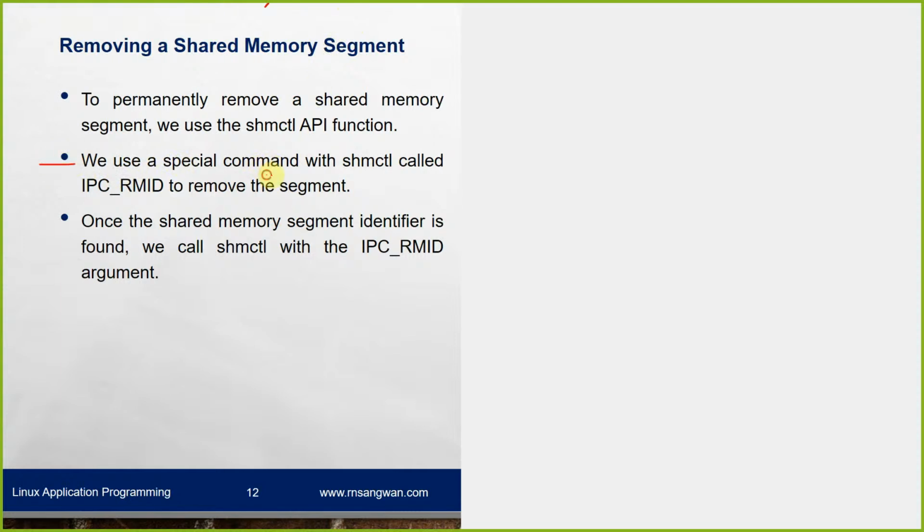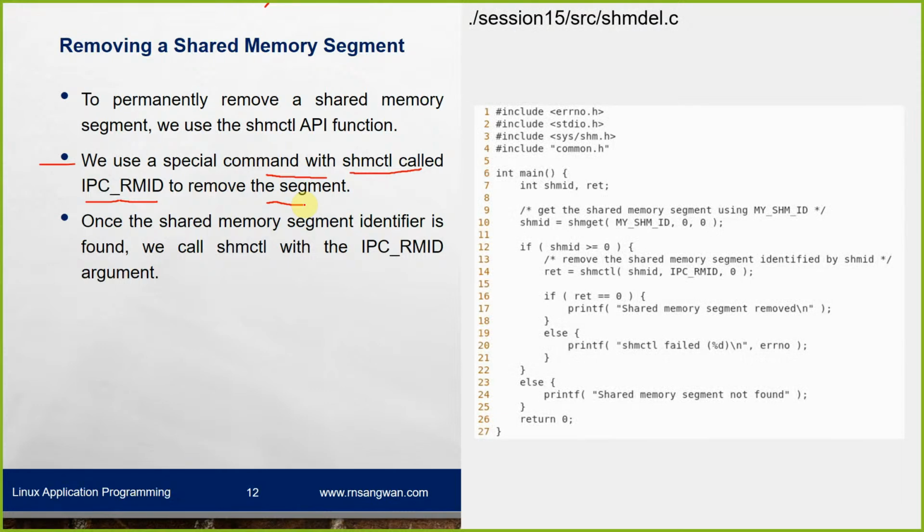We use the special command with shmctl called IPC_RMID to remove the segment. Once the shared memory segment identifier is found, we call shmctl with IPC_RMID. Same arguments, only the function name is different. The concept remains the same. So this is in line number 14, where we are removing it: shmctl, shmid, IPC_RMID.